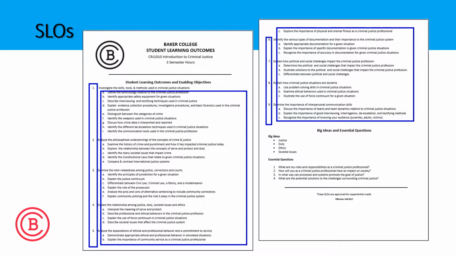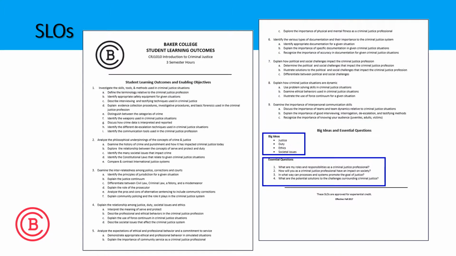Let's continue our investigation of course materials by looking at the student learning outcomes and enabling objectives for your course. Student learning outcomes help the instructor understand where students need to be by the end of the class. The enabling objectives tell the instructor what assessments or projects students need to be prepared to do. Additionally, some SLOs will also provide the big ideas and essential questions for the class.